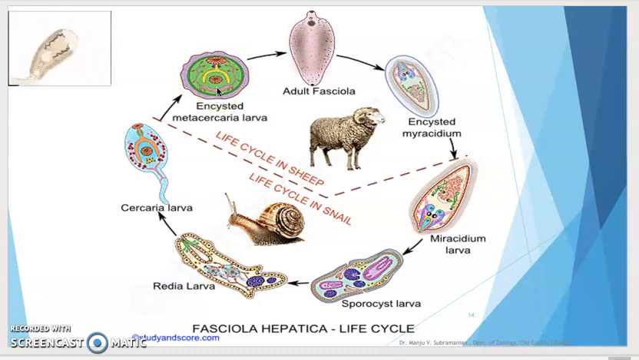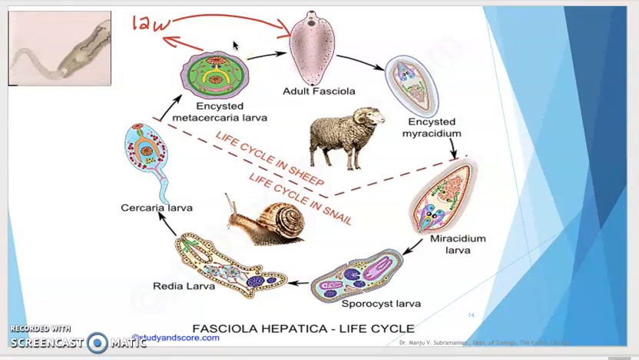This young fluke gets attached to the wall of the bile duct, and it feeds on the bile duct epithelium, bile and blood, and grows into the sexually mature adult in about 12 weeks. So within 12 weeks, this Metacercaria gets converted into the adult fluke. Here it repeats the life cycle by laying the eggs. So again this life cycle gets repeated.